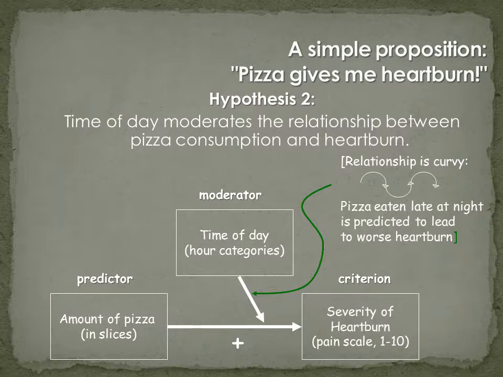It's not part of the theory per se, because we're still interested in the relationship between pizza and heartburn, but we are interested in improving our prediction, and if we know that at certain hours we're going to have more heartburn than others per amount of pizza eaten, then we can factor that in. It becomes a useful addition to the model.